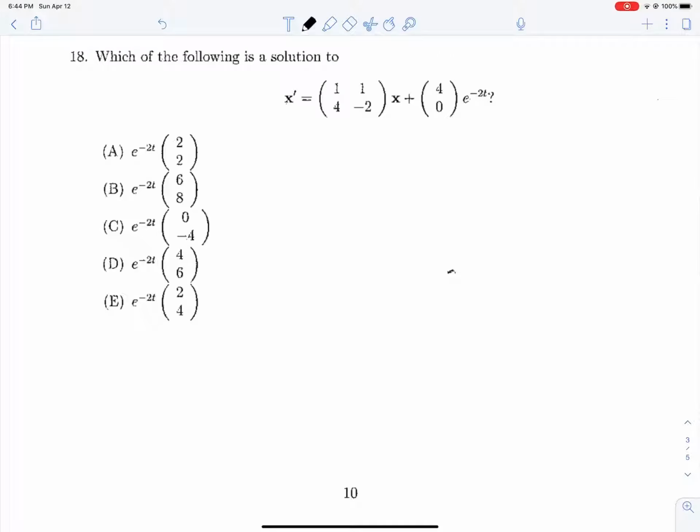18. Which of the following is a solution to this non-homogeneous first order system of differential equations? In this case, usually what we would do is check to see if e to the negative 2t has any overlap in our solution to the characteristic equation. But this time, I'm actually not going to, and I'll show you why. Namely, none of our answers are multiplied by t.